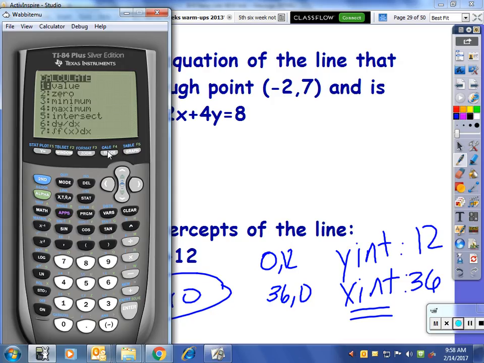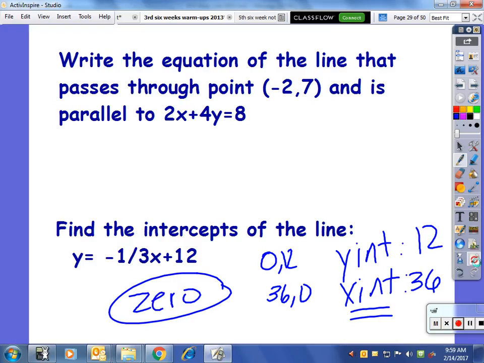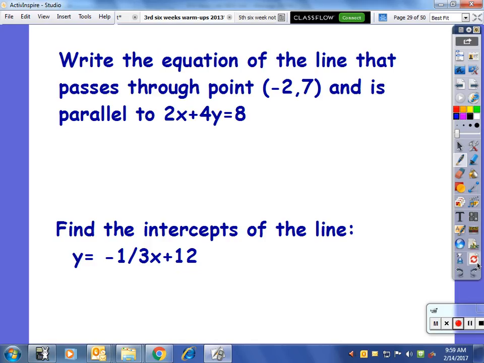But you got to be able to see where it's crossing, and then you would just tell the calculator to calculate intersection, first curve, second curve, guess. And there it is, 36, 0. Okay, those are skills you got to have, guys. Lots of different ways to do linear problems, lots of different forms for the answers. You got to know them all.